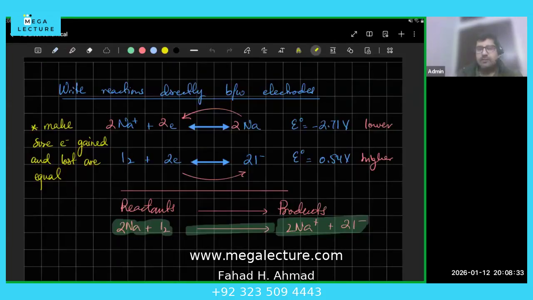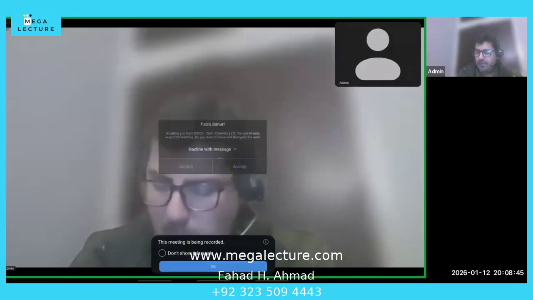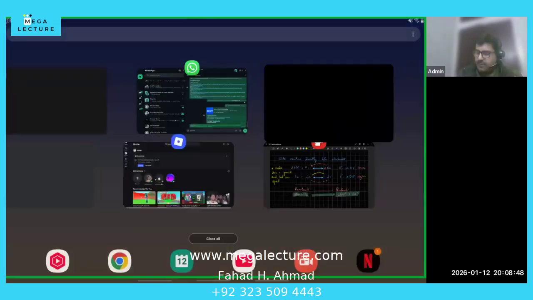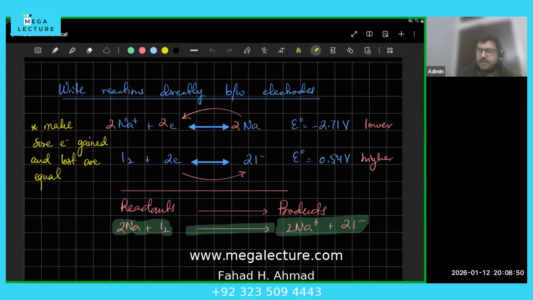The way that is done is that you have all these electrode reactions written, and all their potentials are given to you. Whether the reaction goes forward or backward is not predetermined, because initially it's a reversible reaction.